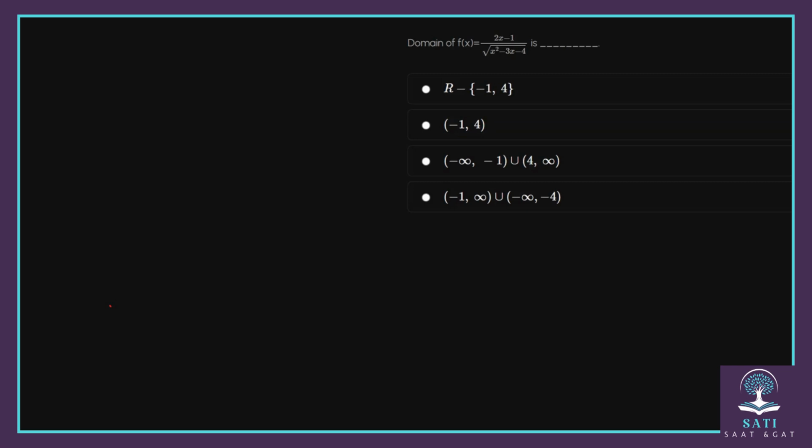Since the denominator is a square root, what is inside the square root has to be greater than 0. So inside the square root, x squared minus 3x minus 4 has to be greater than 0. It is strictly greater than, not equal, since it is in the denominator.